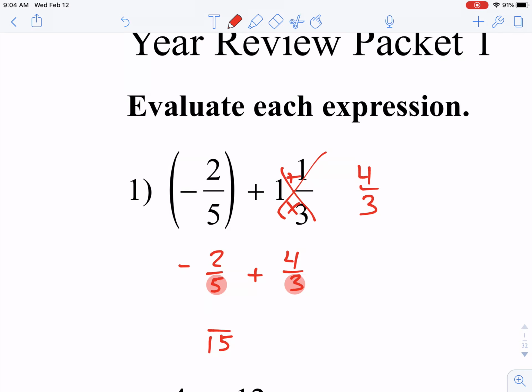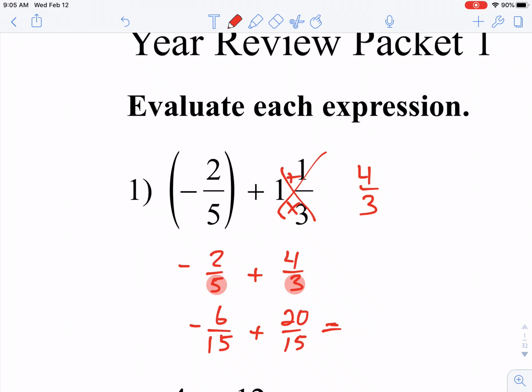So 2 times 3 is 6. Keep the negative sign. Plus, and then we got to make the 3 into 15. So we're going to multiply it by 5. So 3 times 5 is 15. And if we do that to the 3, we got to do it to the 4. So 5 times 4 is 20. And now we have negative 6 over 15 plus 20 over 15.